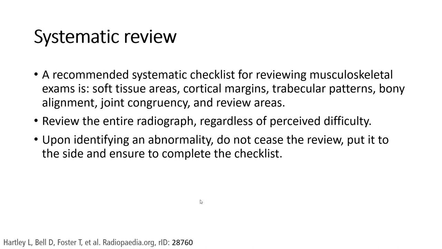Systematic review. A recommended systematic checklist for reviewing a musculoskeletal exam is soft tissue area, cortical margin, trabecular pattern, bony enlargement, joint congruency, and review area. Review the entire radiograph regardless of perceived difficulty. Upon identifying an abnormality, do not cease the review. Put it to the side and ensure you complete the checklist.